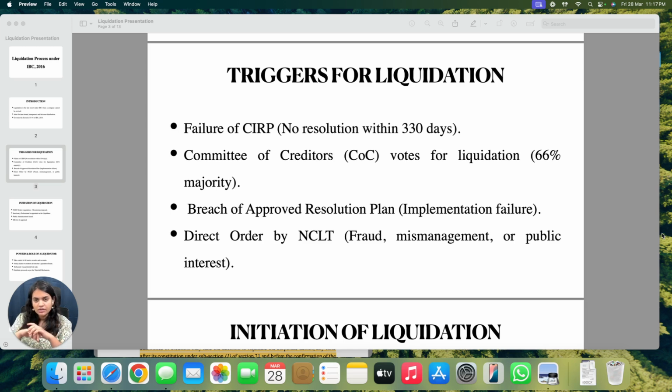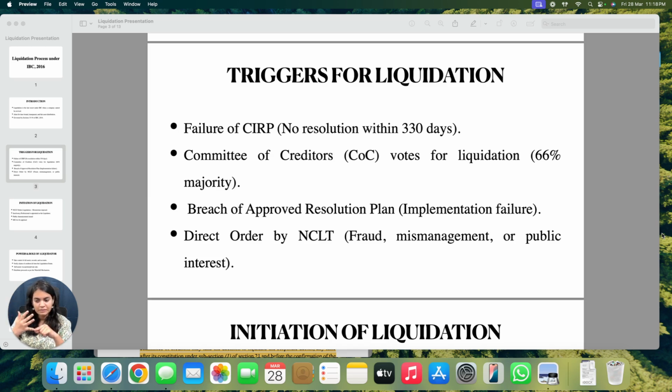Also, before approving liquidation, the committee of creditors also needs to decide upon who the liquidator is going to be and how much he is going to be paid. So for the liquidation, either the resolution professional may continue, or the committee of creditors may propose another insolvency professional who also meets the criteria of the resolution professional.